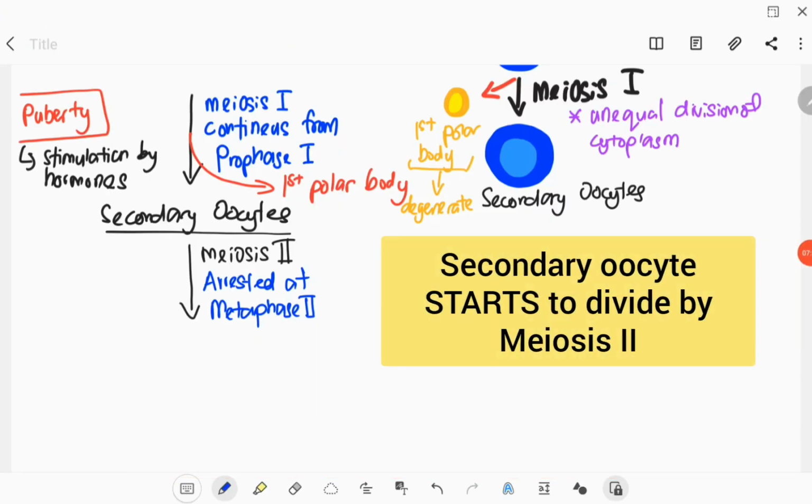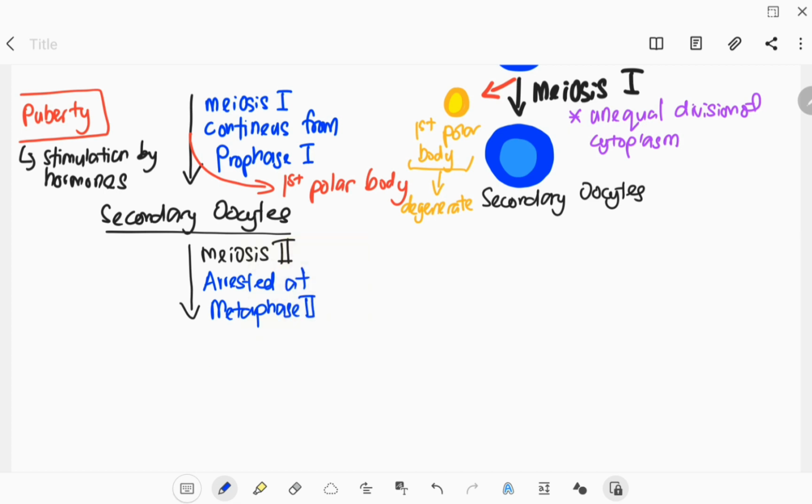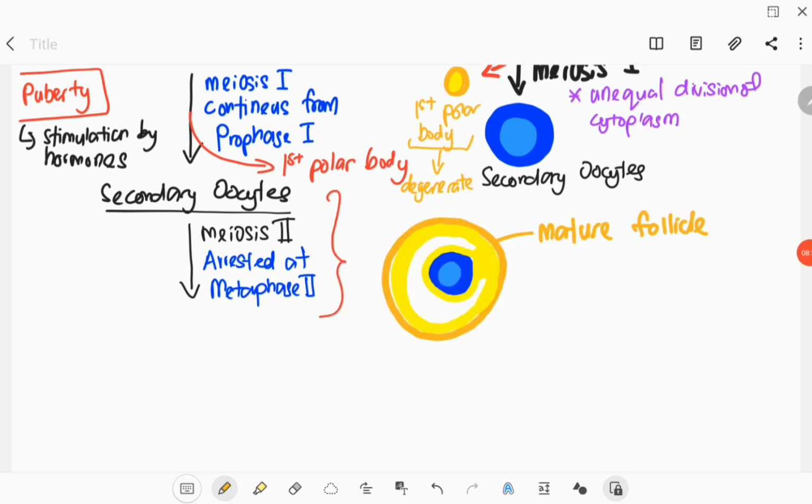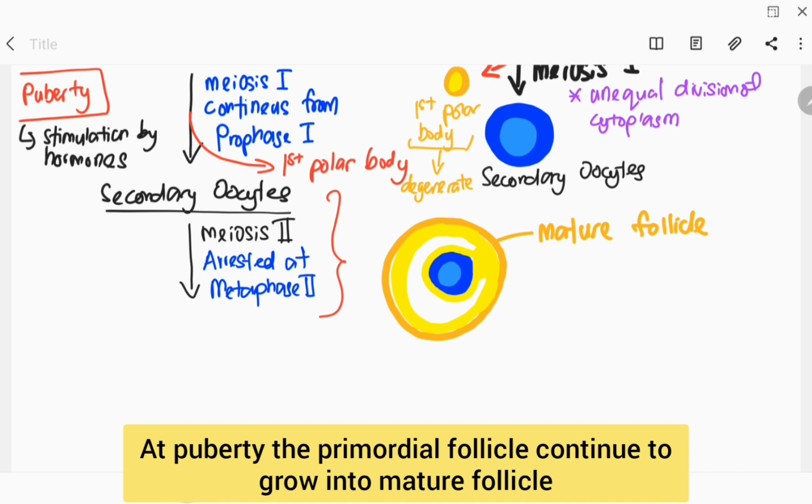Next, the secondary oocyte akan start to divide by meiosis 2, but this time the process will become arrested at metaphase 2. So sama macam primary oocyte tadi, mula-mula dia masuk dulu meiosis 1 tetapi dia stop at prophase 1. So ingat, the process of oogenesis akan berlaku serentak dengan development of follicle. So tadi start dengan primordial follicle at birth. So apabila oogenesis sambung at puberty, follicle pun sama akan sambung to grow daripada puberty. So at this point, primordial follicle tadi sudah berubah menjadi a mature follicle.